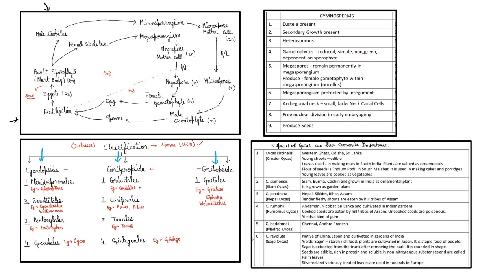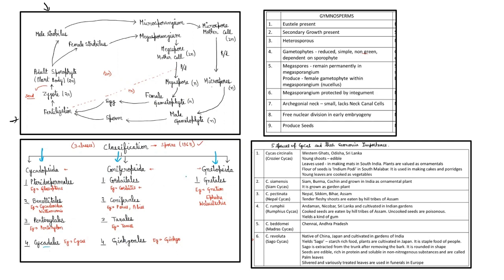The second class is the Coniferopsida. It has got orders: the Cordaitales, which includes Cordaites. The Coniferales includes Pinus and Abies. Taxales includes Taxus. The fourth order is the Ginkgoales, that is the ginkgo. And here also in the Cycadopsida, the fourth order is the Cycadales, that includes Cycas.